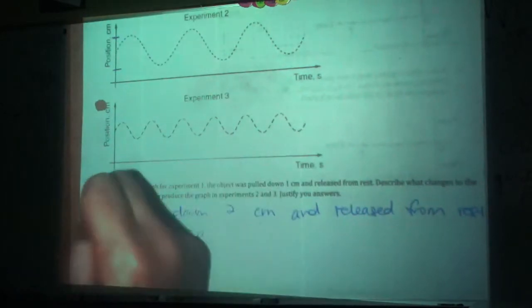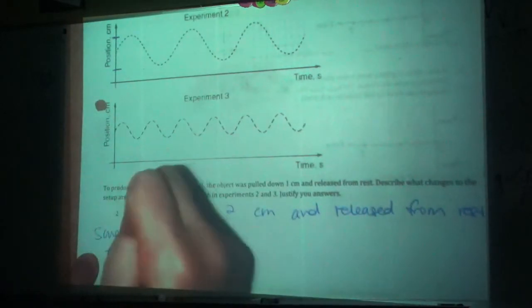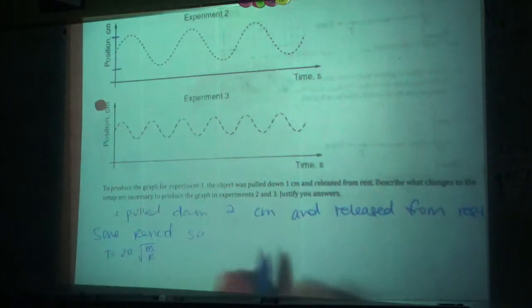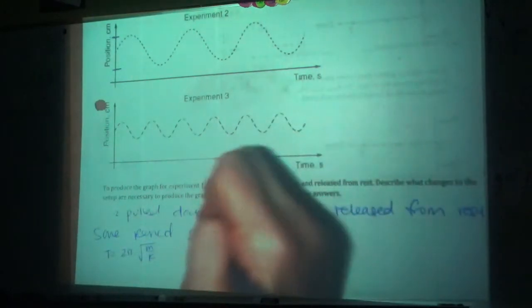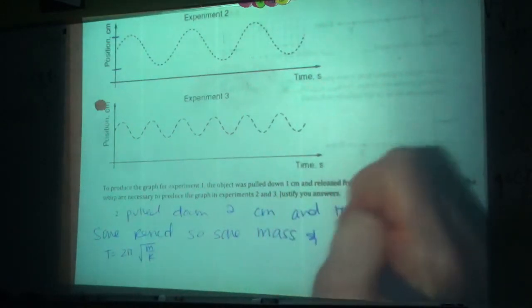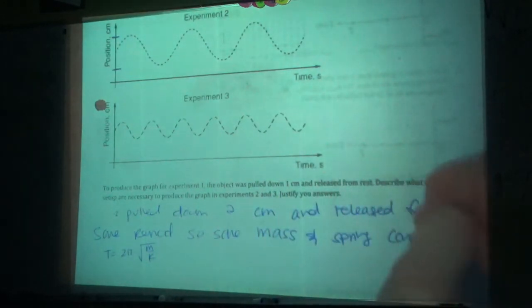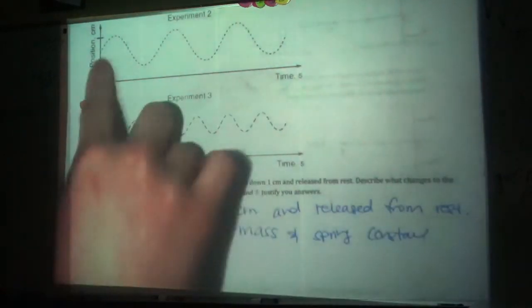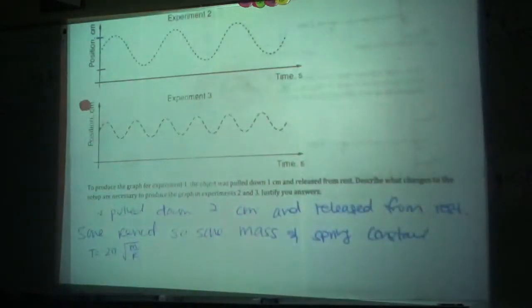So if we look at our period equation, the square root of m over k, if it's keeping the same period, that means m and k probably stay the same. So I'm going to say the same mass and spring constant. Now it's possible that you could have doubled the mass and doubled the spring constant, which cancels out, but we probably kept the same mass and same spring constant because the period did not change.